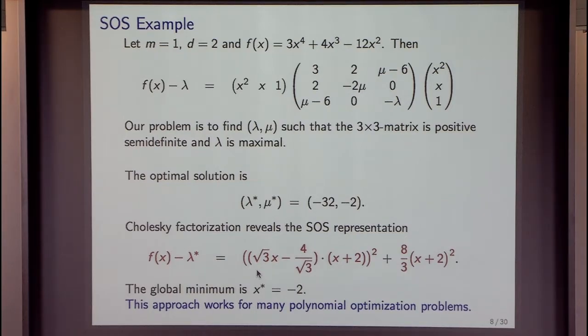And this, as many people in this audience know, works very well for many polynomial optimization problems.